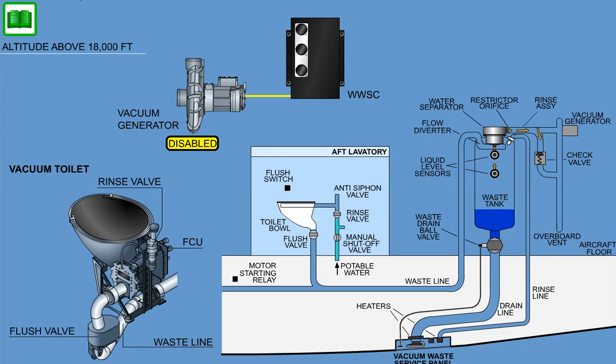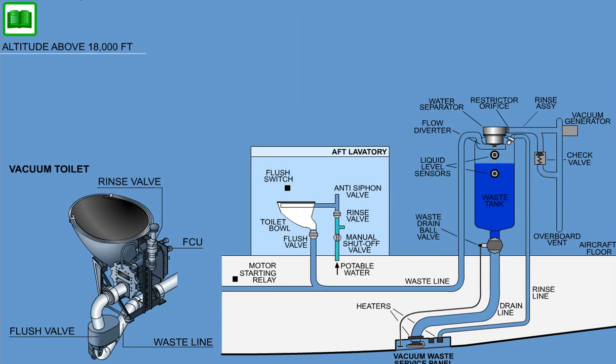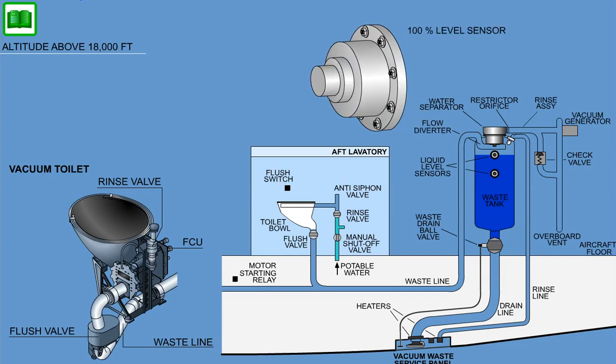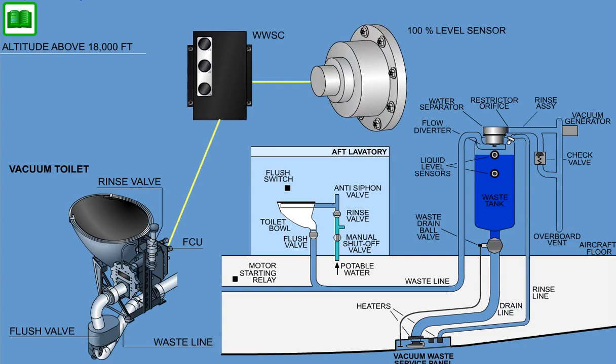The airflow bypasses the vacuum generator through a check valve to the overboard vent on the right-hand side of the aircraft. If the waste tank is full, the 100% level sensor in the waste tank notifies the WWSC, which then disables the toilets to prevent further flushing and overfilling of the waste tank.